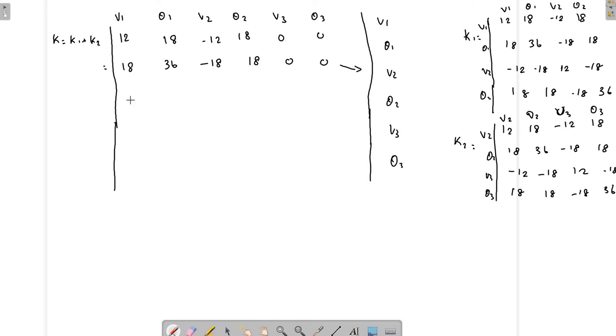For the theta 2 value, theta 2 is available between K1 and K2, but in the connection of V1, theta 2 is available only here in relation with the V1 coordinate. V1 theta 2 is 18.